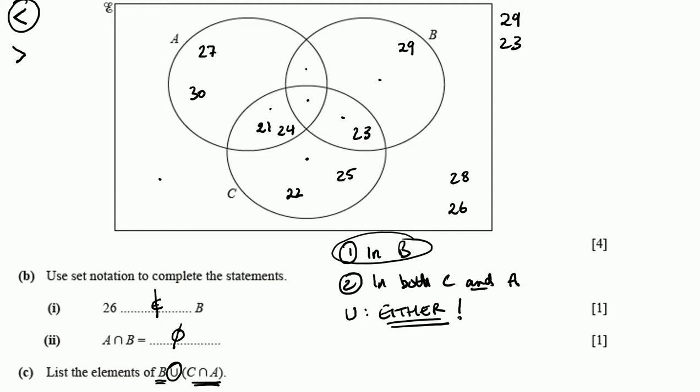The other condition is that I must be in both C and A. Now this area over here is everything that's in C and A, and 21 and 24 live in there. So I get to list all the elements which satisfy either the condition that they're in B, which is the 29 and the 23, or in the other condition, they must be both C and A. That's the 21 and 24. So my list would be 29, 23, 21, and 24.